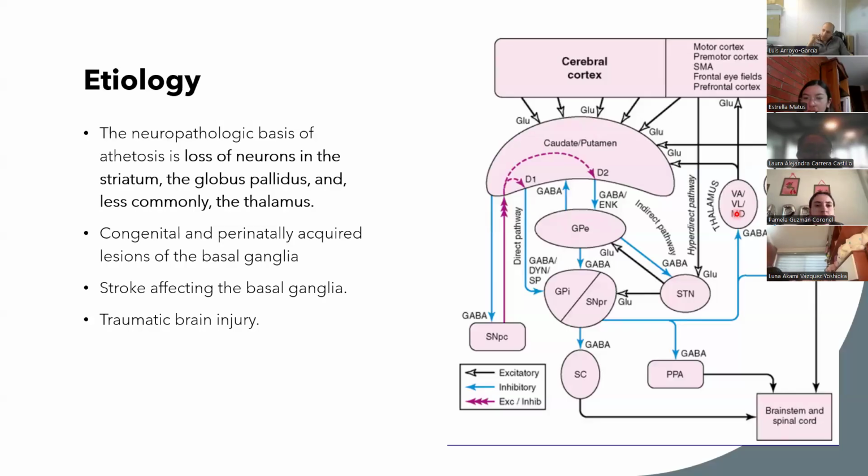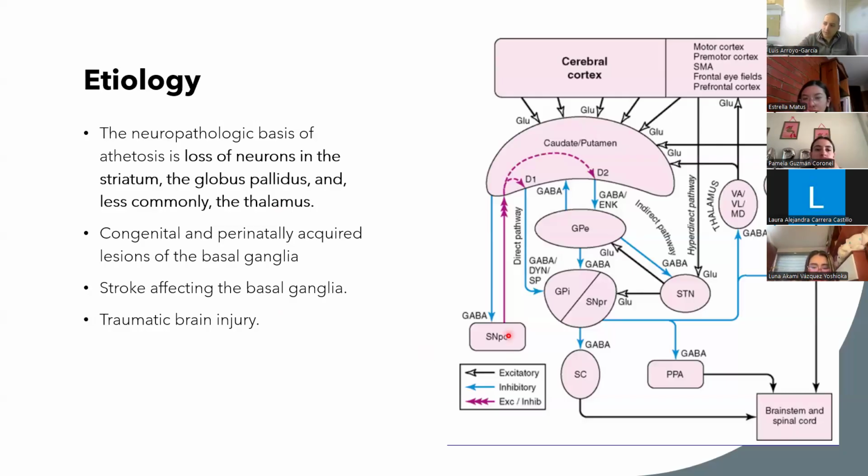We have other causes, so it can be congenital, with this loss of neurons, but also stroke. If the stroke is actually affecting the basal ganglia, then you could get these effects. Or, for example, traumatic brain injury also could generate this as a secondary effect. But it's the same thing. We go back.